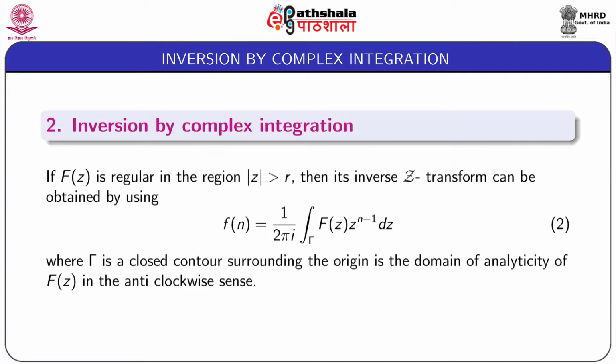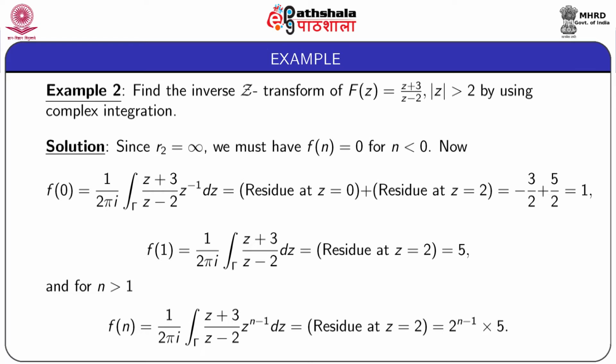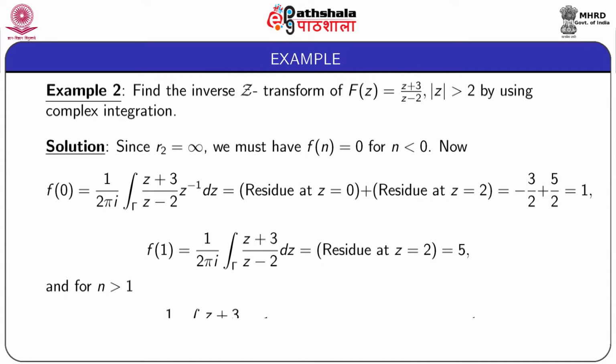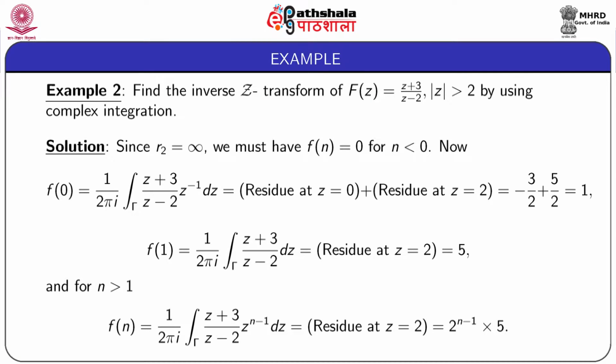Now, from the formula given by equation 2, we see that f at n equal to 0 is 1/(2πi) times the integral over gamma of (z + 3)/(z - 2) times z to the power minus 1. Here we have substituted n equal to 0, and that is equal to the residue at z equal to 0 plus the residue at z equal to 2, because the integrand has poles at z equal to 2 and z equal to 0, which can be calculated to be equal to 1. So, f0 is equal to 1.